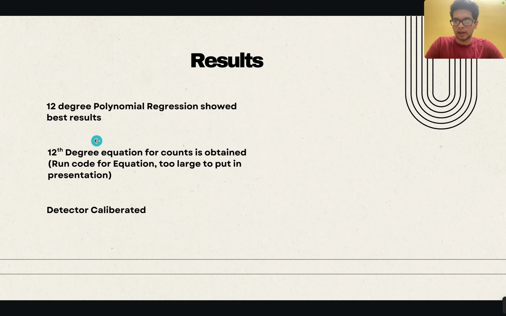Okay, and we found that for this model and the equation predicted by the 12th degree polynomial, I ran it for higher degrees and lower degrees as well, but the 12th degree gave the best results. So the 12th degree polynomial is best for fitting or calibrating a scintillator detector.